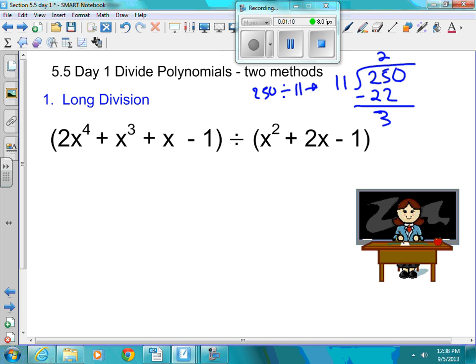I still have a number out here, so I bring that 0 down. I get 30. 11 goes into 30 two times again. 22. 30 minus 22 is 8. There's nothing else to bring down. We later learned we could put a decimal and bring a 0 down. But when we first learned it, we said 22 remainder 8. And then eventually we wrote it as a mixed number, 22 and 8 elevenths. Okay? But that's the idea.